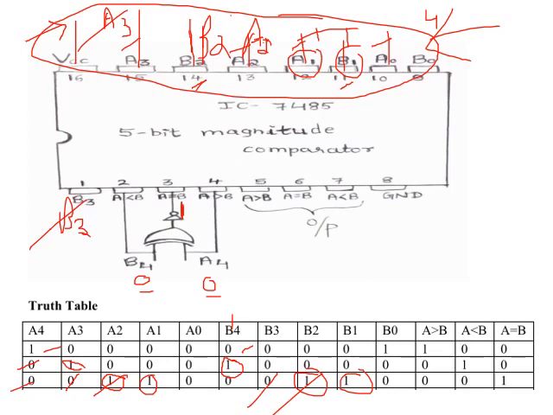Coming to the last LSB, A0 and B0, they are also 0 0, right? Hence this IC will decide that all the bits are same, and it will give the output 1 at A equals to B. We will get the output A equals to B. I hope this theoretical part is clear.